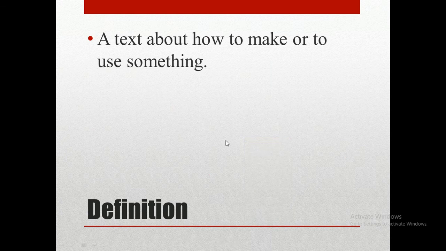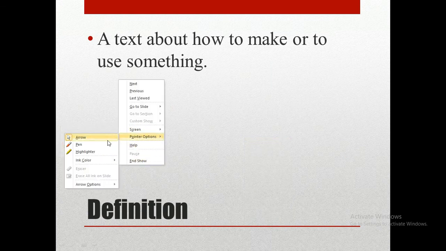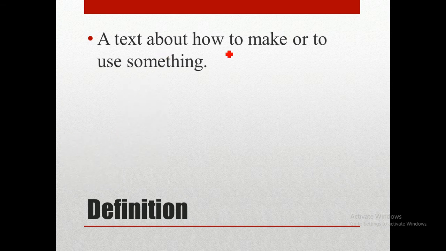Okay, next, the definition. Procedure text is a text about how to make or to use something. So when we talk about the definition, you don't have to memorize the whole sentence. You just have to memorize the keywords. The keywords are a text, how to make, or to use. So you just have to memorize the three keywords.